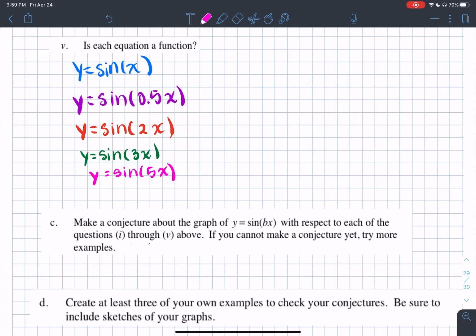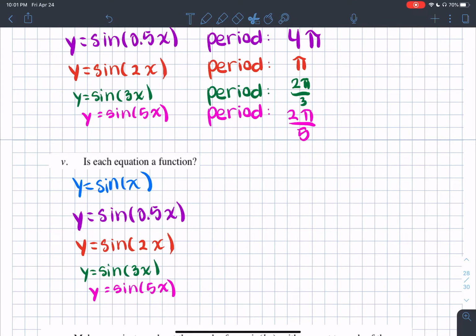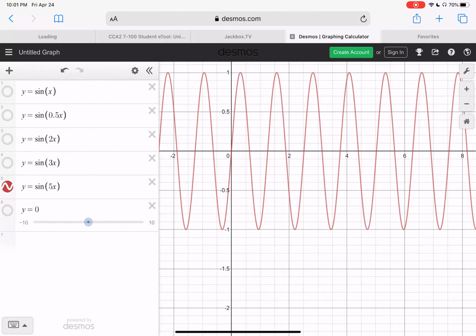Now read part V and think about what it's asking you. Go ahead and pause the video to read part V now. So part V is asking us if each equation is a function. So it's asking if each equation has one output for every input. Do you think each of these is a function? Go ahead and pause the video to answer that question now.